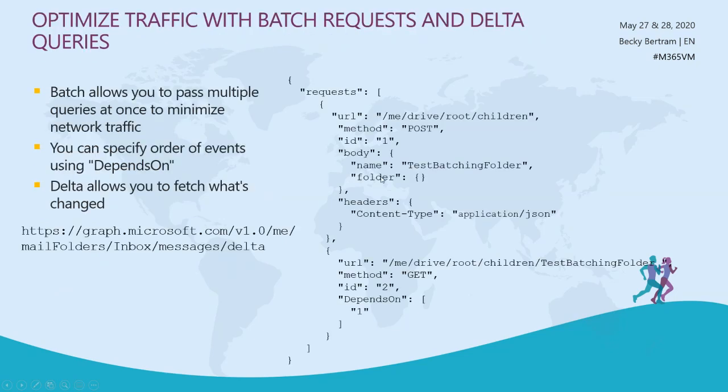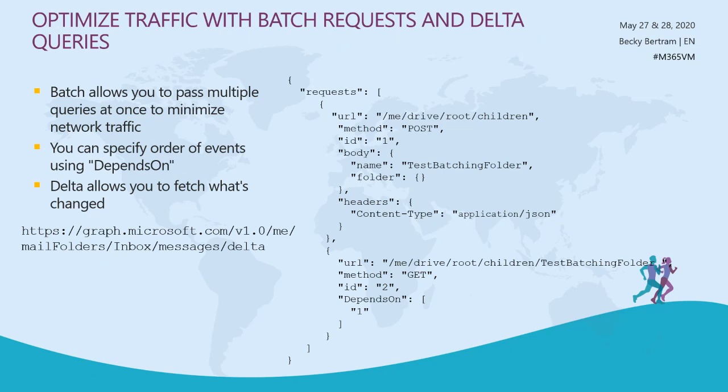The other thing you need to know is how to optimize traffic with batch requests and Delta queries. The first thing, if we look right here, basically you can pass in your request, you can pass in multiple commands. So if you look at the first one, it is actually creating a folder, and the second one is actually getting that folder. So it's doing two things at once.